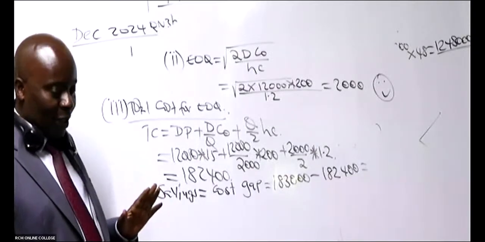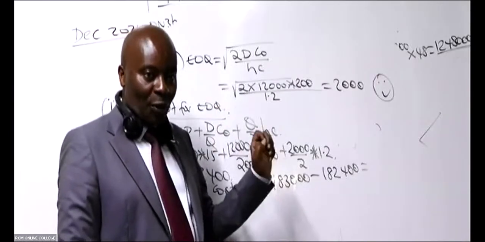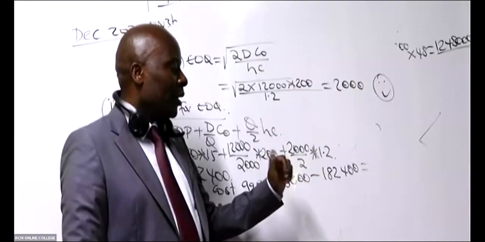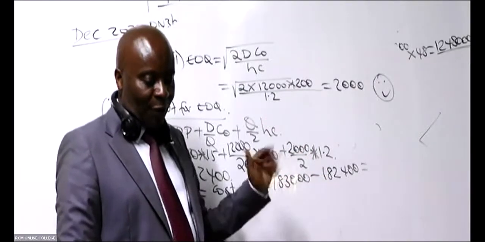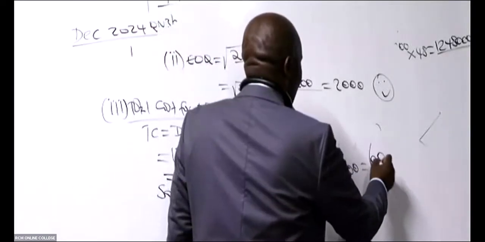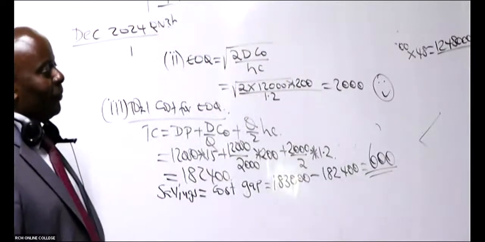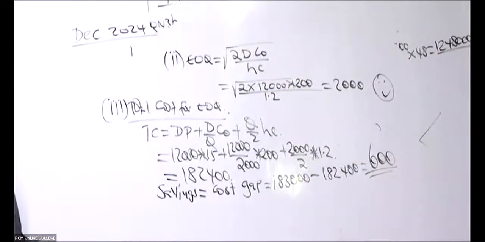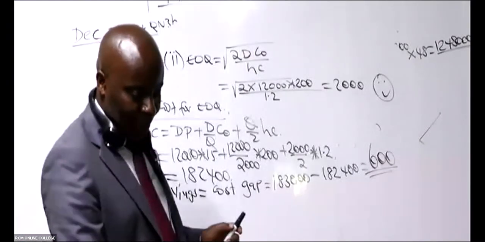It's like you guys are lost. Remember the old model, the total cost was 183,000. The new model, the total cost is 182,400, isn't it? So the difference gives us what here? 600. Thank you very much. That is the cost saved. So have you been able, ladies and gentlemen, to follow the solution?